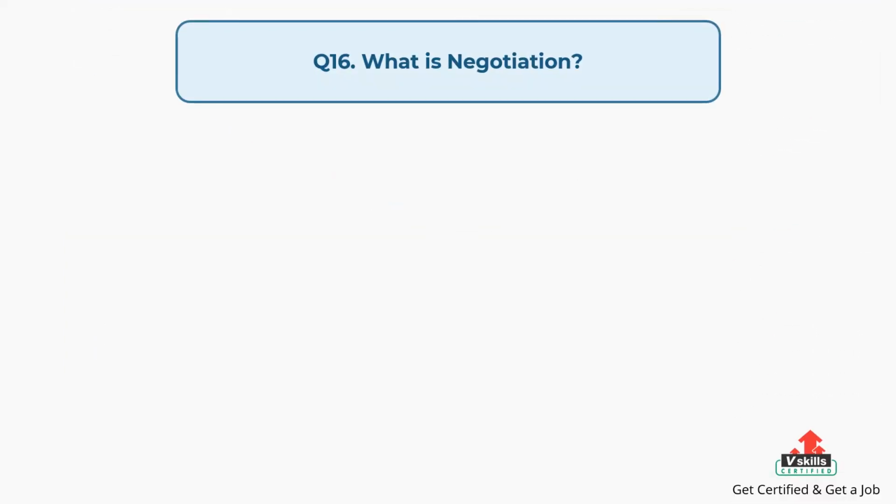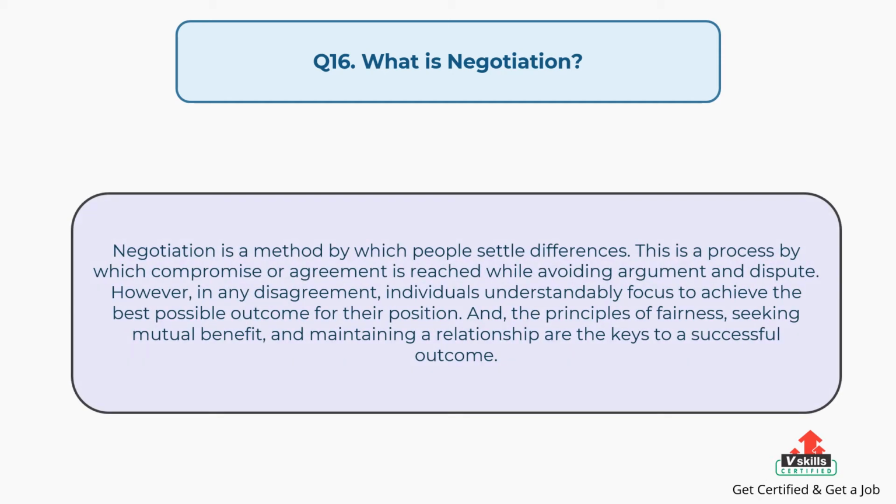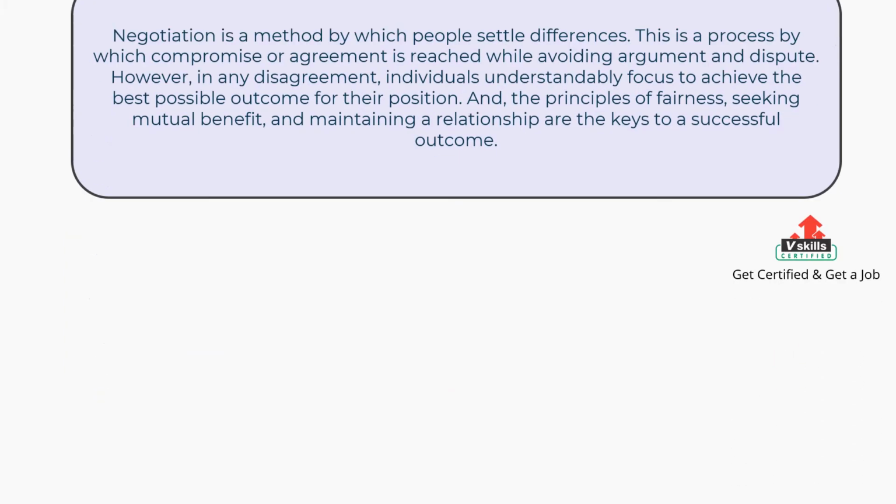Question number 16. What is negotiation? The answer is: negotiation is a method by which people settle differences. This is a process by which compromise or agreement is reached while avoiding argument and dispute. However, in any disagreement, individuals understandably focus on achieving the best possible outcome for their position. And the principles of fairness, seeking mutual benefit, and maintaining a relationship are the keys to a successful outcome.